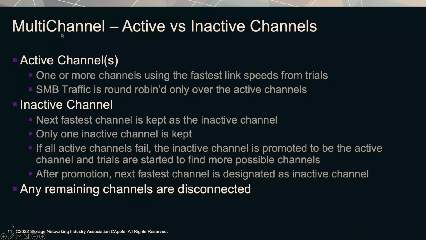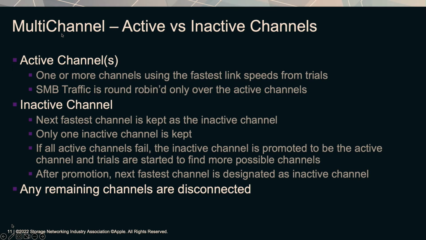Move into something that we called active versus inactive channels. So we pick the channels which all have the same speed and which all happen to be the fastest link speeds. And we designate those as active channels. And you could have 1 or more. You can have as many active channels, but they're all the same speed and they're the fastest speed to the server that we could find.